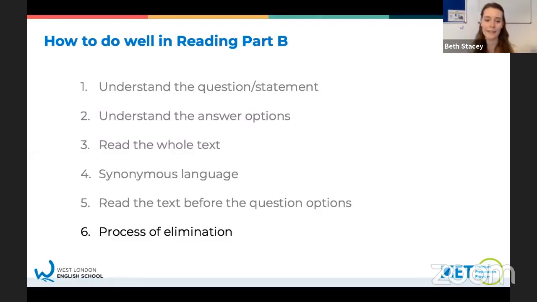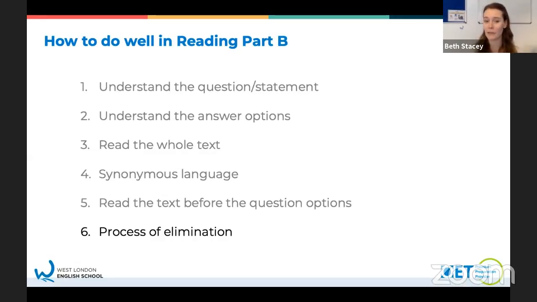Okay, and the final thing that we are going to do with our next few questions is process of elimination. Now, what this just means is that you look at your answer options and you think, okay, that is definitely not the answer. That's not the answer, so it must be that. And this is something that happens in OET quite often. So it's an important skill to have.